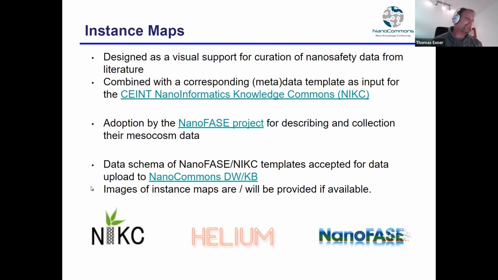And all that is now also possible to provide the associated data, in the specific data format, to the NanoCommons knowledge base. And what we are planning is that in principle these instance maps will also be there as metadata to the data sets. And this is something we are working on at the moment.